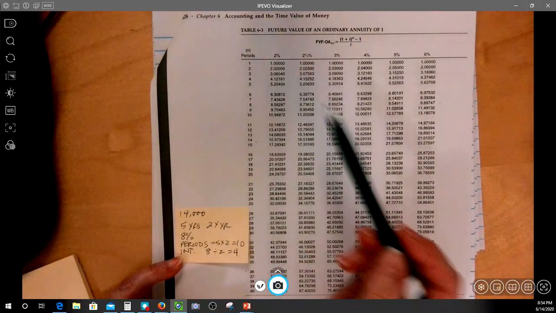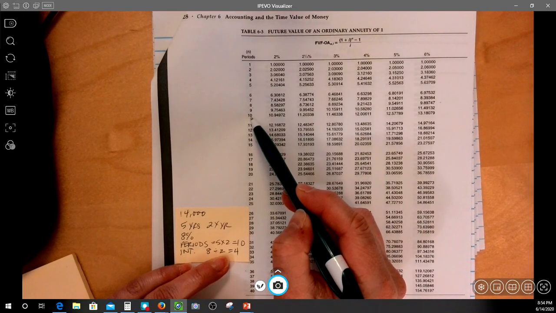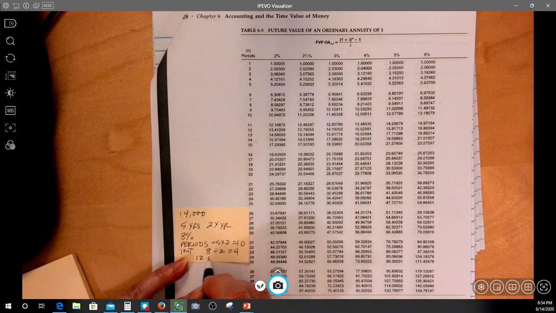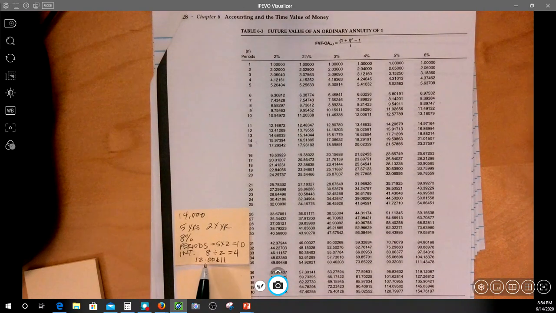Now we're going to take our 10 periods and 4%. So our factor is 12.00611. Okay, so that's step 1. We've figured out what our future value factor is. All right, so our future value factor is 12.00611. We can use that.